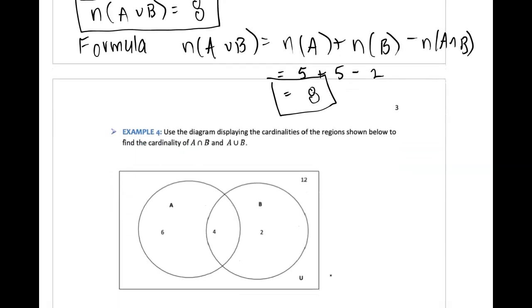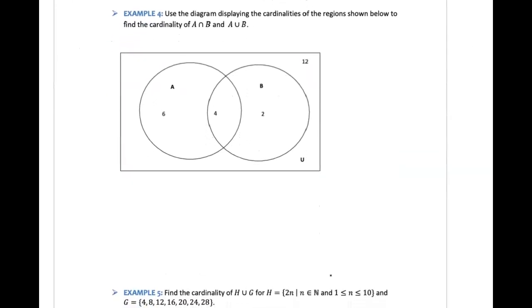Okay, we have one more example in this video. The next example is example 4. Use the diagram displaying the cardinalities of the regions to find the cardinality of A intersect B and A union B. In this problem, these numbers mean something different. This 6 and 4 and 2 and 12, those are not elements, but these represent the number of items in this region, the number of elements in this region, the number of elements in this region. So these 6, 4, 2, and 12 have a different meaning. To find the cardinality of A intersect B, that one's the most straightforward. That's just this region, which is A intersect B. So there are 4 elements in A intersect B.